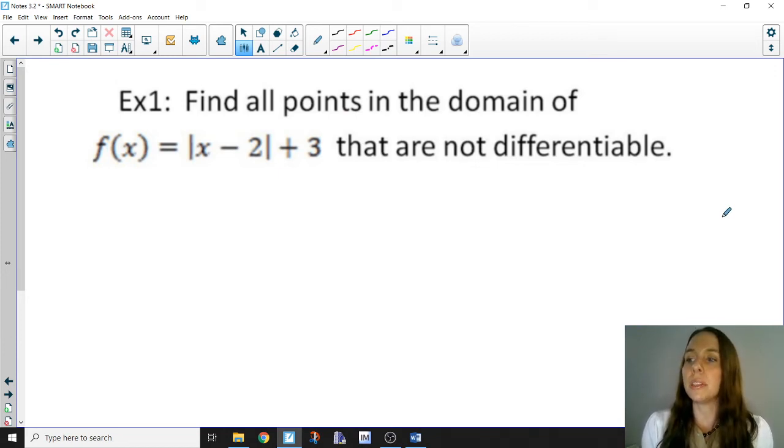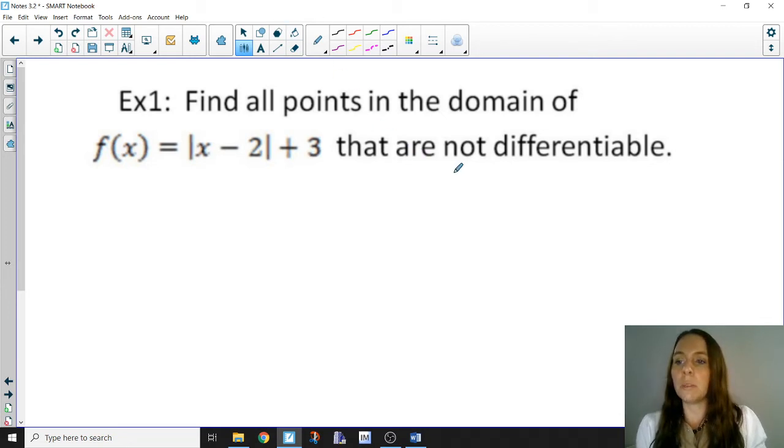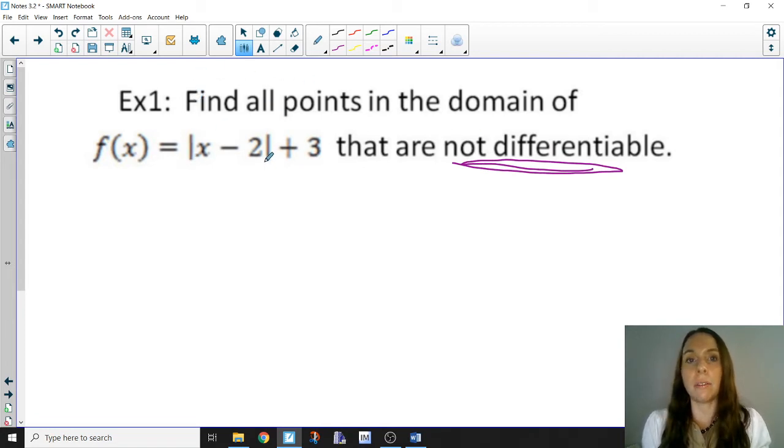Find all of the points in the domain of f of x equal to the absolute value of x minus 2 plus 3 that are not differentiable. Well, there's only going to be one, and we can find it very easily if we know that whenever we have the absolute value here, and we just have x to the first power, then that's going to be our typical V graph, our absolute value V graph. So I'm just going to do a little sketch.